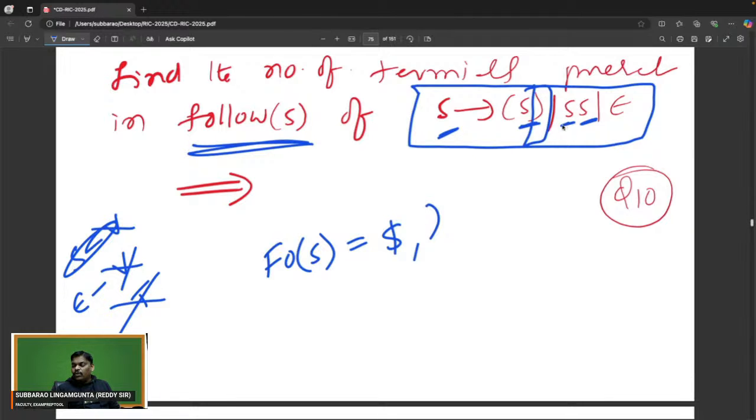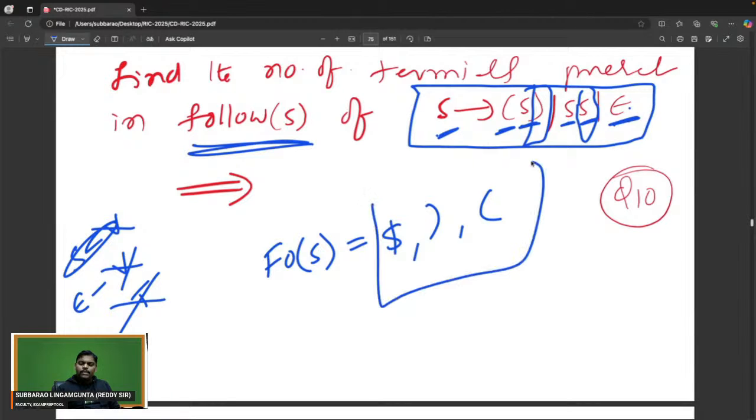Next one, follow of S is equal to first of S. First of S is equal to open bracket, and epsilon also, but because of epsilon, don't go further. So follow of S, the answer is going to be these three. You try whatever way you want. If anyone is not getting it, just learn how to find follow. Many examples we did in the class.